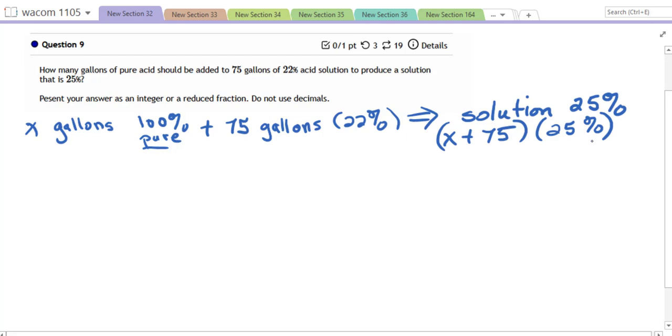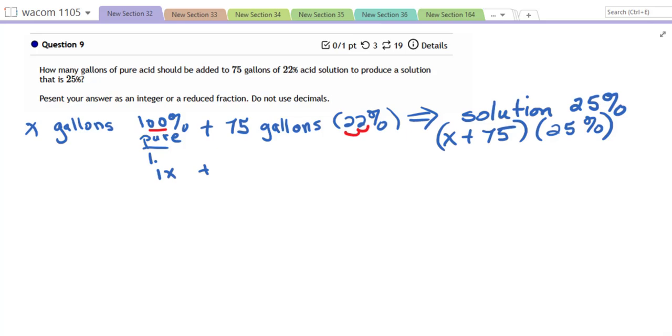Right, we want to change these percents to decimals. So we're going to have x gallons at 100%. Remember, you drop your percent and go 2 places to the left. So this is just going to be 1.0, or 1x. So don't get confused by that. So it's 1x plus 75 times 0.22.